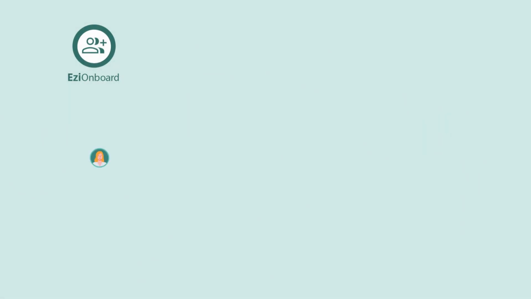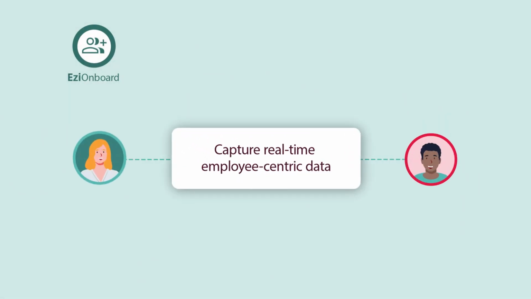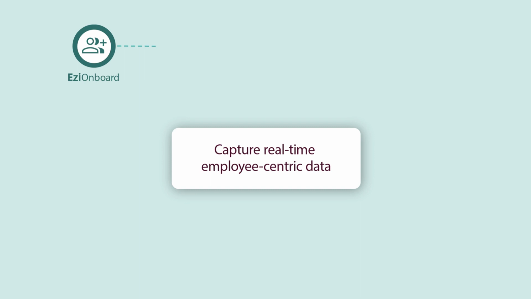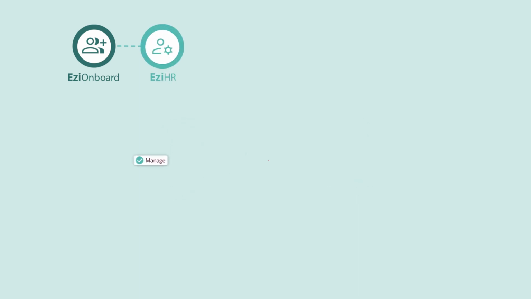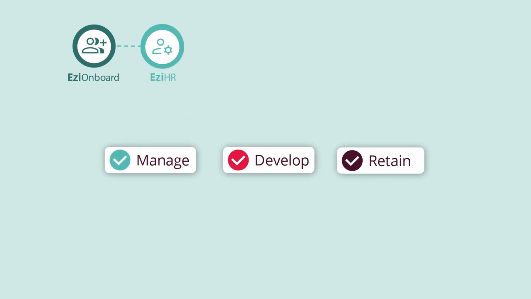Easy Onboard, a field-based onboarding tool empowering owners and managers to capture real-time employee-centric data for recruitment. Developed to address the time lag from on-site recruitment to head office processing and acknowledgement of a new starter. Easy HR, extend the power of our Easy Onboard module, or use it as a standalone module for managing, developing and retaining your workforce.